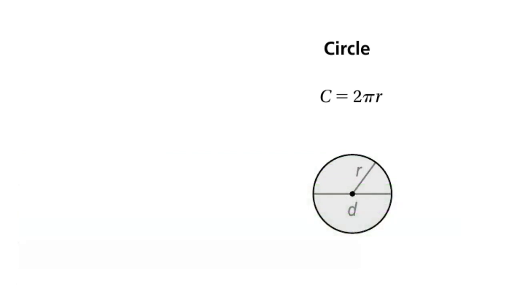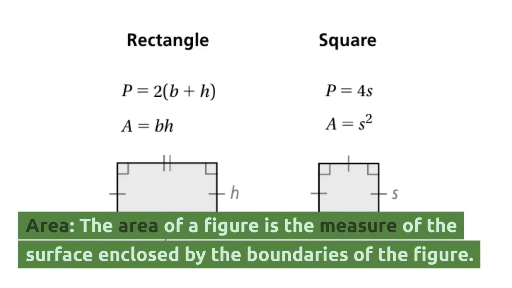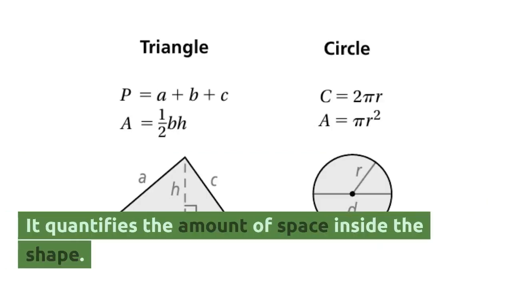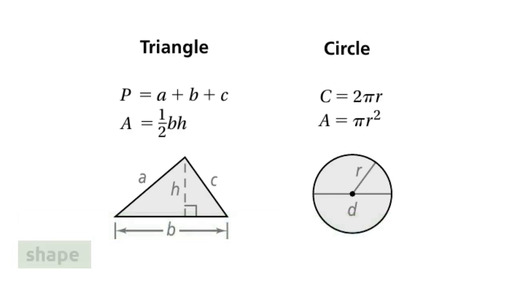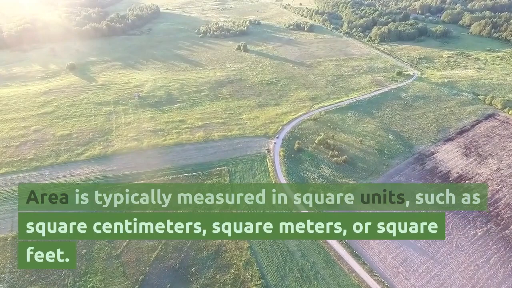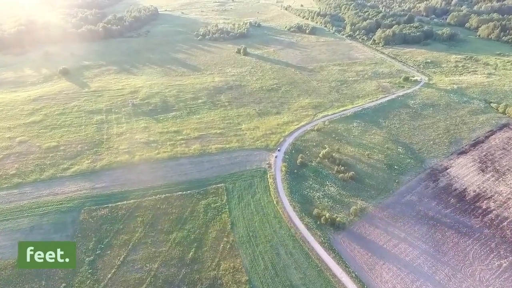22/7. Area. The area of a figure is the measure of the surface enclosed by the boundaries of the figure. It quantifies the amount of space inside the shape. Area is typically measured in square units, such as square centimeters, square meters, or square feet.